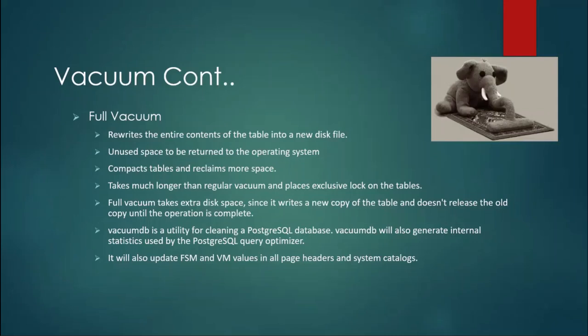full vacuuming. Also, full vacuuming takes more time to complete the operation. Why? Because in the backend many operations will happen. Full vacuuming will rewrite into a new disk file, and it removes the dead tuples. It is also going to perform the analyze of your database, or your table. It means it is going to gather the statistics of your table or database.